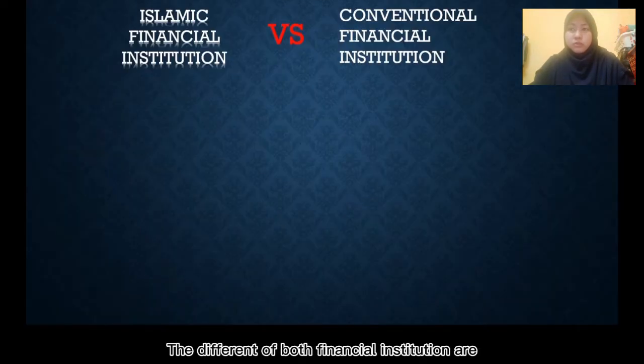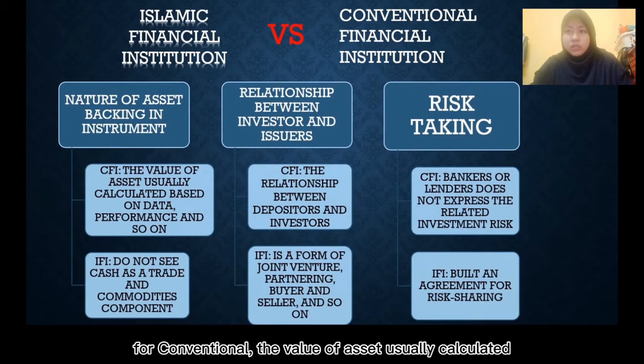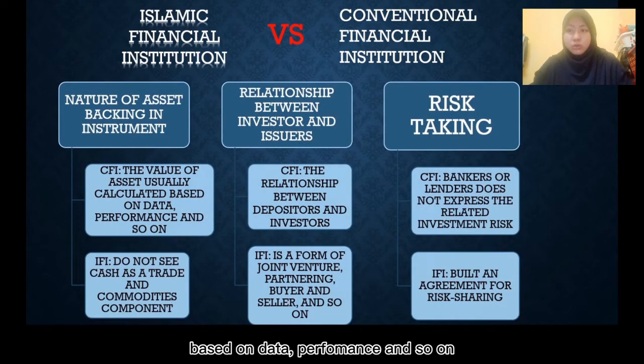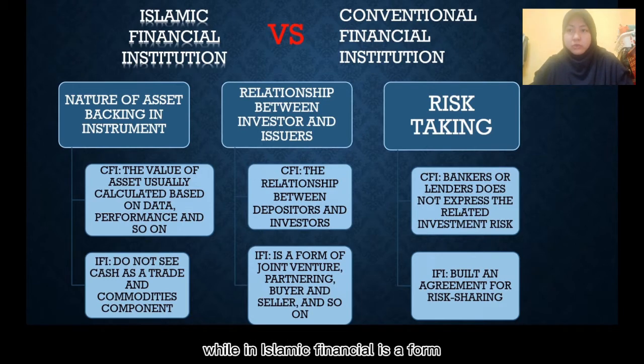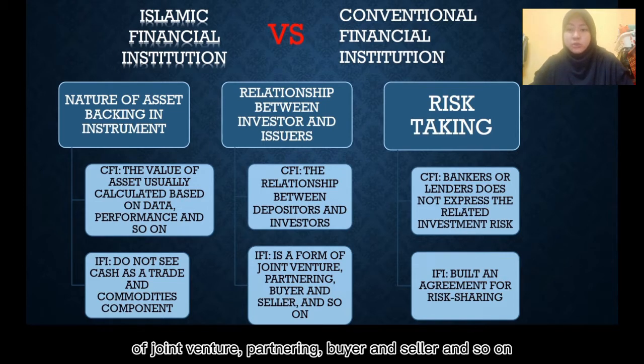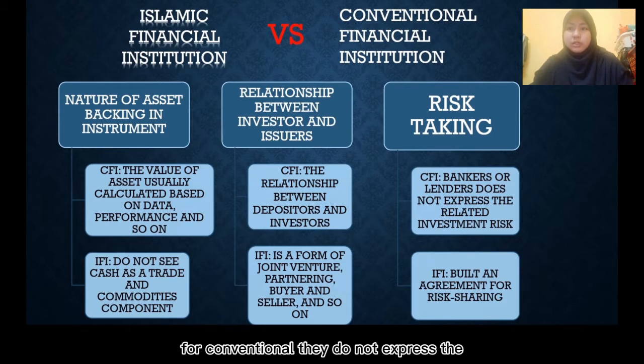The differences between both financial institutions are, for conventional, the value of assets is usually calculated based on data performance and so on, while Islamic financial institutions do not see cash as a trade and commodities component. The relationship in conventional is only between depositors and investors, while in Islamic financial there is a form of joint venture, partnering, buyer-seller and so on. And the last one is risk taking. For conventional, they do not express the related investment risk, meanwhile for Islamic financial they build an agreement for risk sharing.